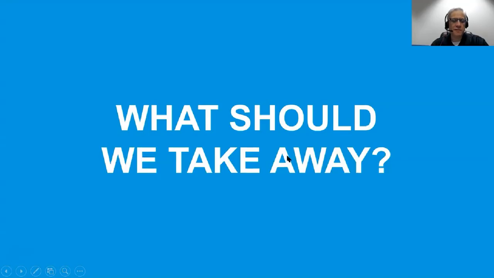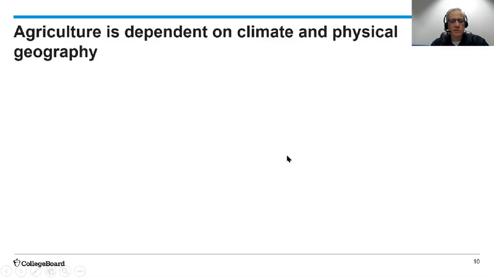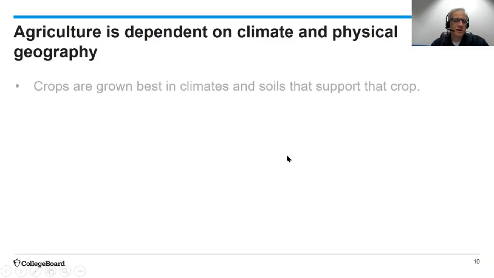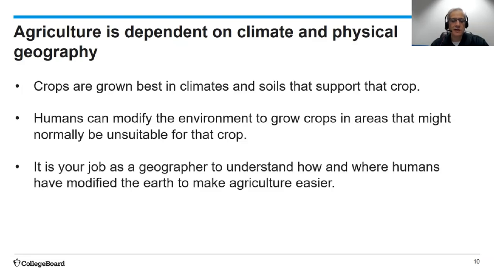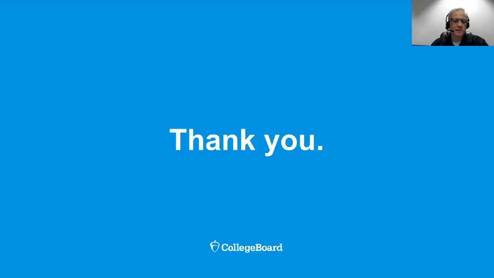What should we take away? Well, agriculture is dependent on climate and physical geography, so crops are grown best in climates and soils that support that crop. However, humans can modify the environment to grow crops in areas that might normally be unsuitable for that crop. It is your job as a geographer to know how and where humans have modified the earth to make growing agriculture easier. Thank you.